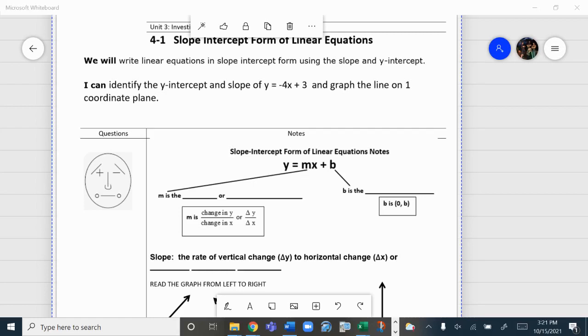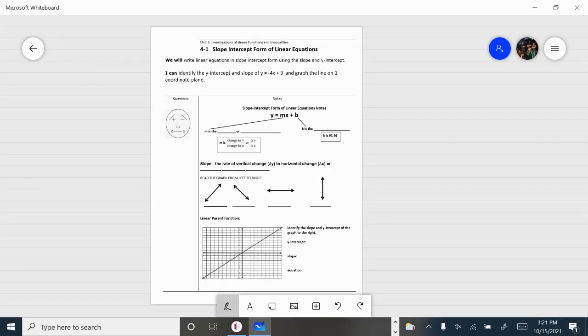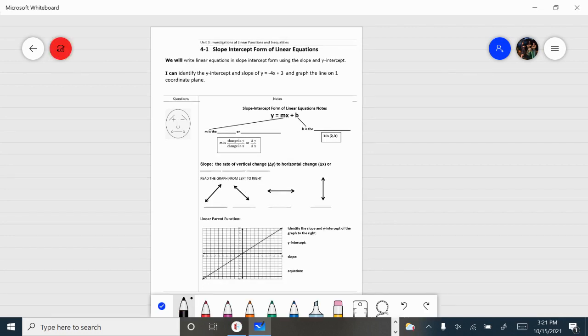Hi guys, so today we're going to talk about slope-intercept form of linear equations. This is something that you would have done in junior high, so you do it quite a lot in 7th grade and 8th grade. It's just using the slope and the y-intercept of your graphs to write the equation. So slope-intercept form is the y equals mx plus b form that you are used to seeing.